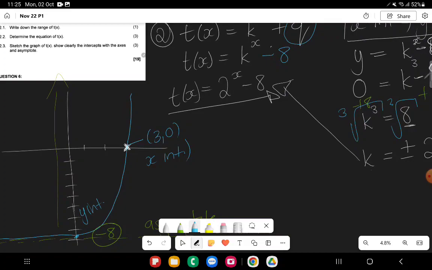Okay, let me show you a different app. The app I wanted to show you does not do exponential graphs, which is okay.